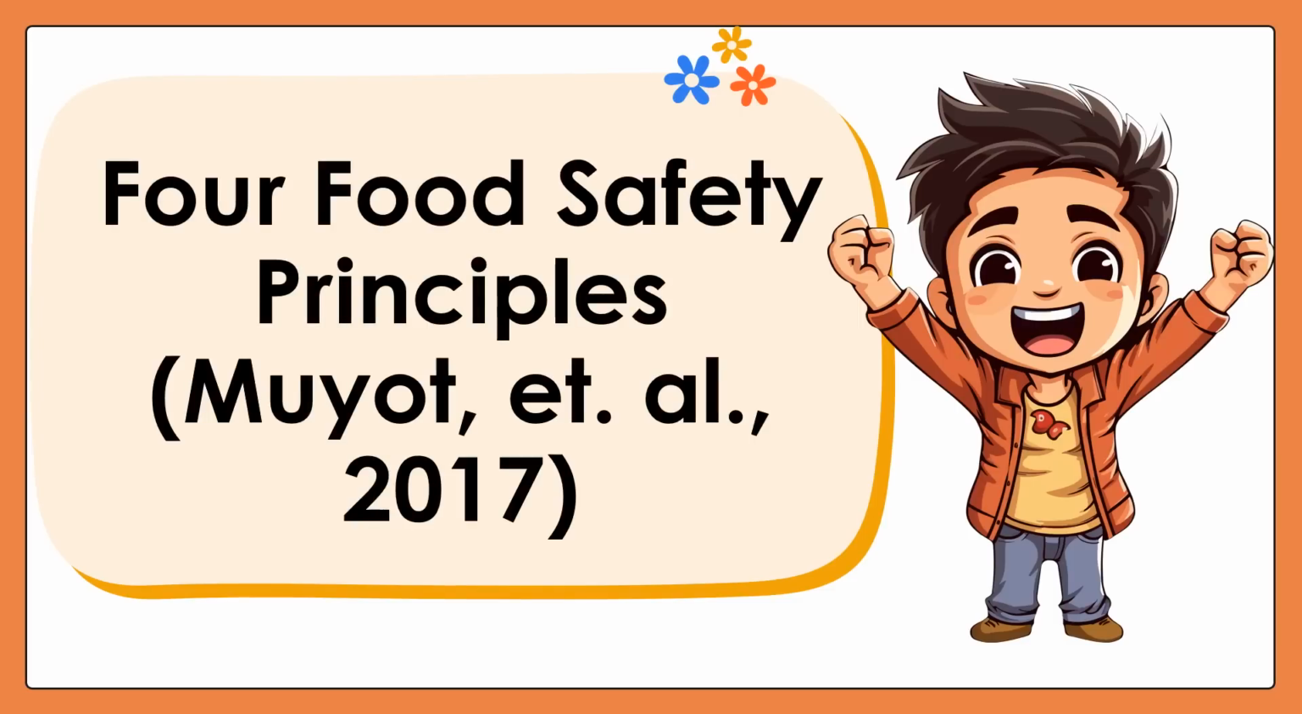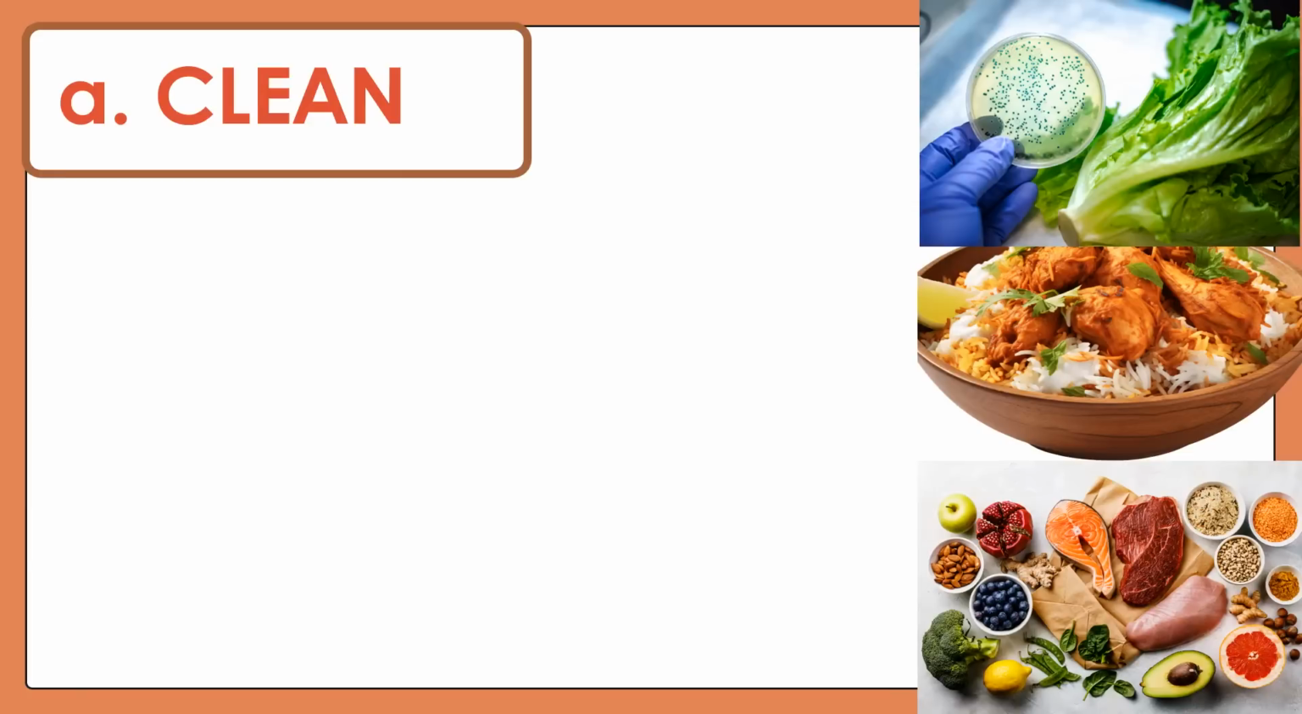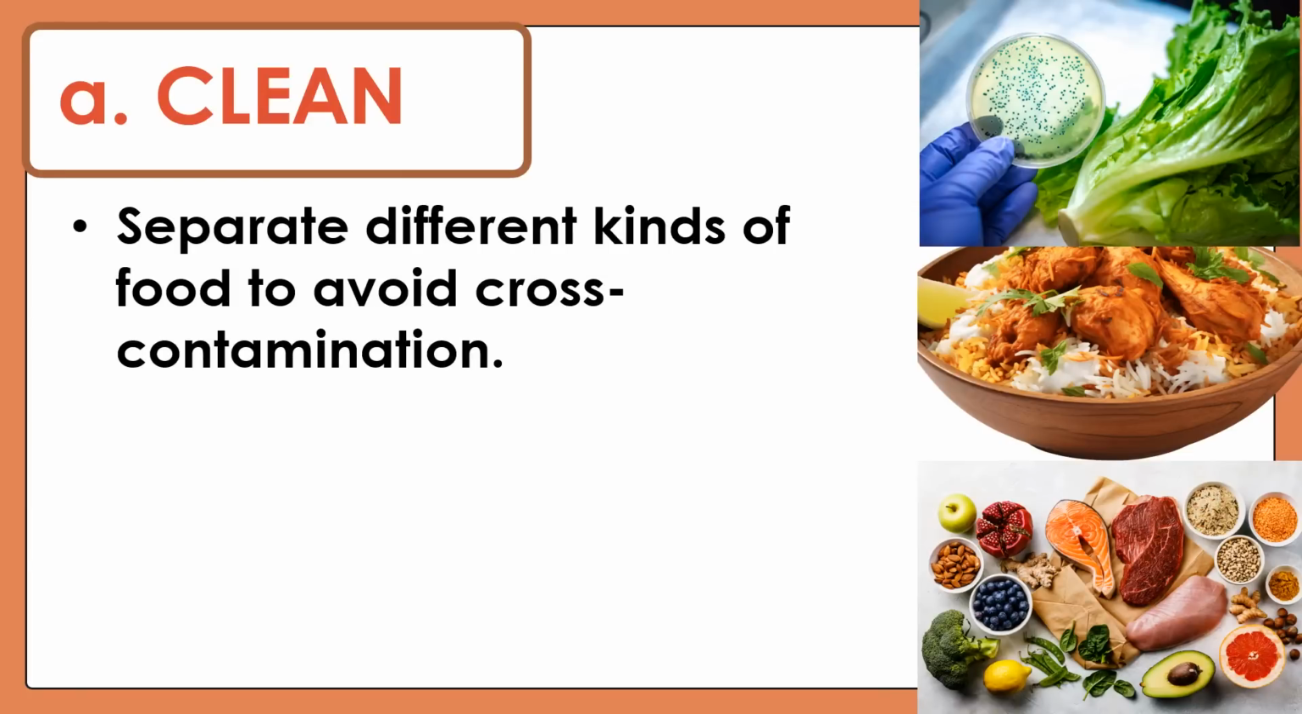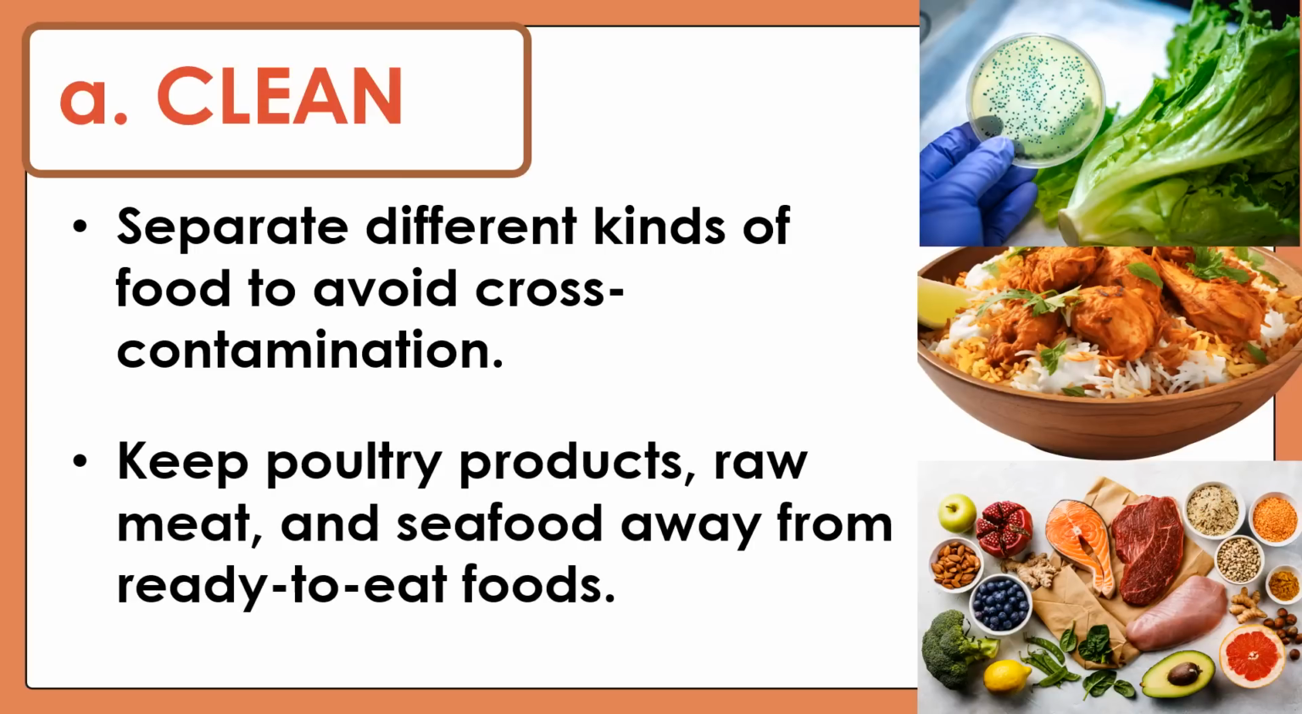4 Food Safety Principles by Muyo 2017. A is clean. Separate different kinds of food to avoid cross-contamination. Keep poultry products, raw meats, and seafood away from ready-to-eat foods.